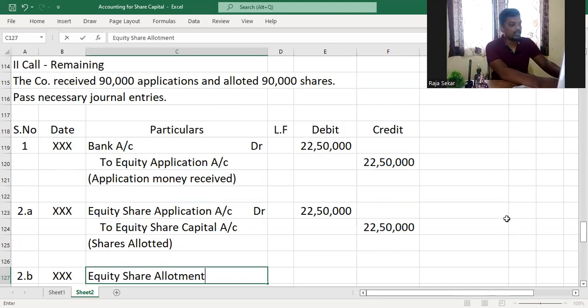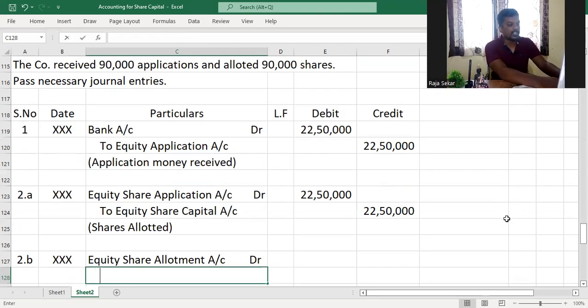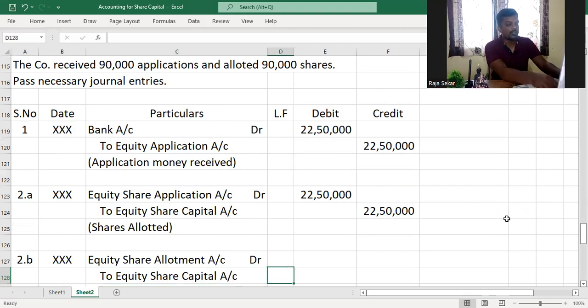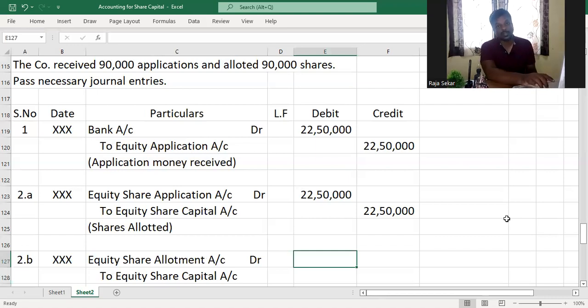Equity share allotment account debit. Why I'm debiting equity share allotment and why I'm crediting equity share capital has already been explained by me many times in the previous videos. Kindly check them in case you're not comfortable or in case you don't know. Okay, so what would be the amount that we are supposed to debit here?